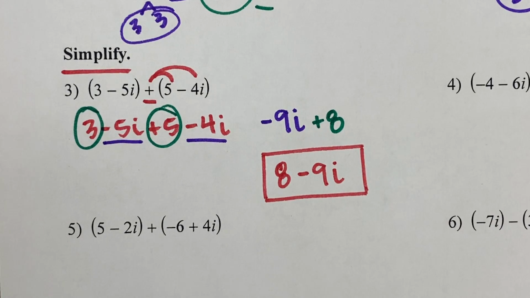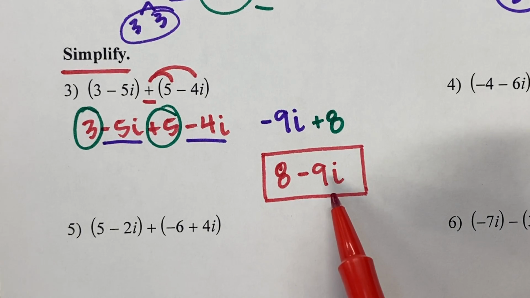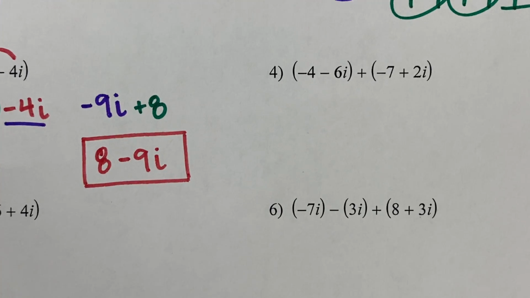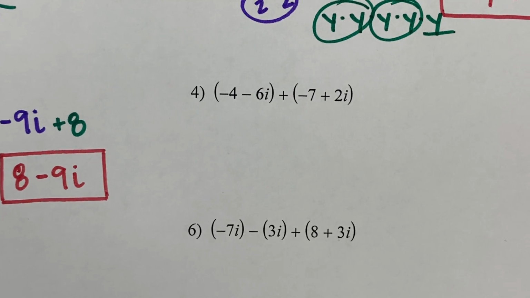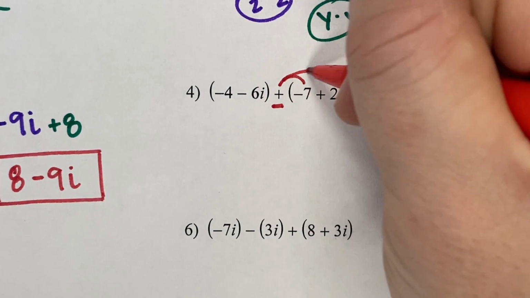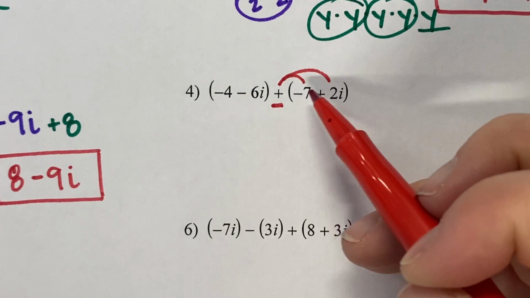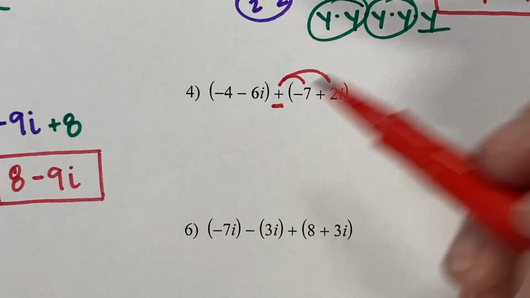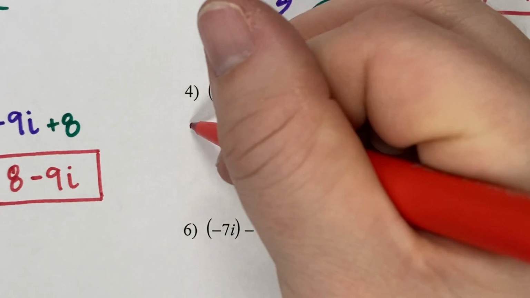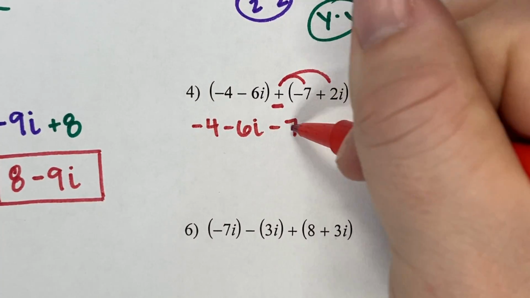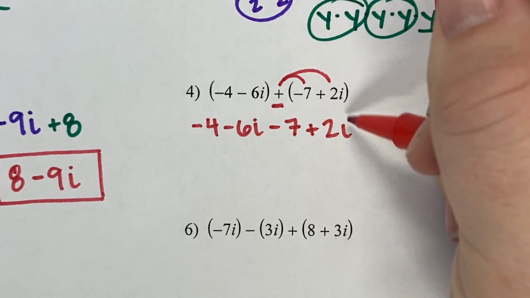And there we go. Okay, so the one with the imaginary number actually comes second. Okay, number 4. Again, we have an addition sign in the middle, so that just distributes. All it's saying is it's going to keep these signs the same. The negative and the positive will stay the same. The guys in front stay the same anyway, so negative 4 minus 6i minus 7 plus 2i.